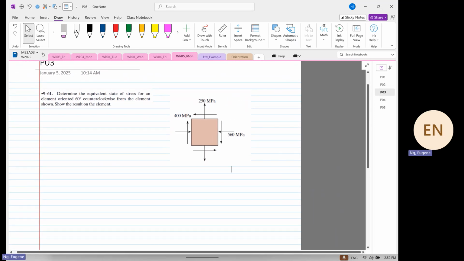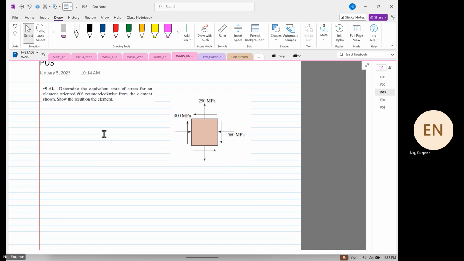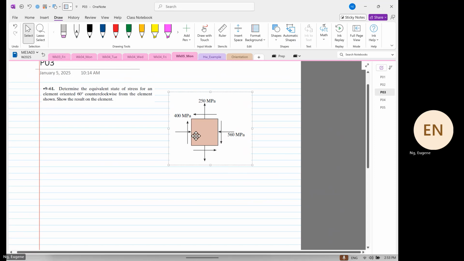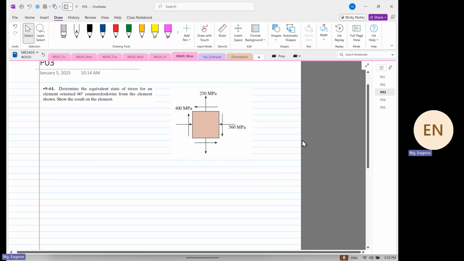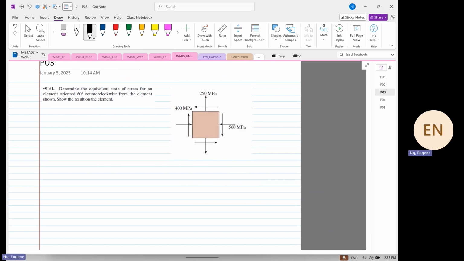So watch what they are asking us now. Determine the equivalent state of stress for an element that has rotated 60 degrees counterclockwise from the element shown. So this thing is going to rotate 60 degrees counterclockwise. Go and sketch our transformation. This is different now, okay?